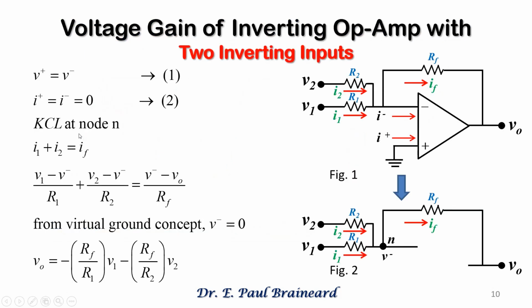Now let us derive the expression for the voltage gain of an inverting operational amplifier with 2 inputs. The op-amp has 2 inputs, V1 and V2. You can have n number of inputs. Following the same procedure as we have done previously, you can derive the expression for output voltage.